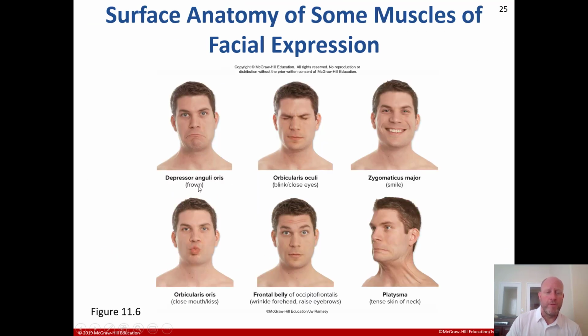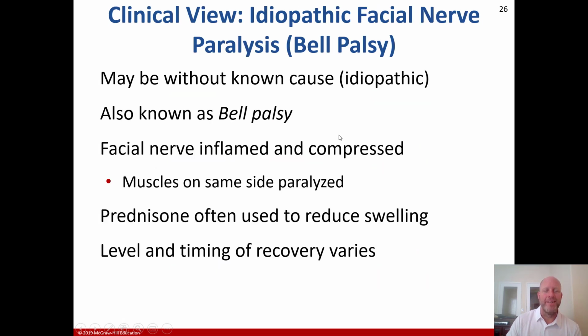So here we have showing your frown. That's your depressor anguli oris acting there, and orbicularis oculi blinks or closes your eyes. Your zygomaticus major helps you smile. Your orbicularis oris, like a closed mouth kiss. Your frontal belly of the occipitofrontalis helps you wrinkle that forehead and raise your eyebrows. And the platysma tenses the skin of your neck, for a wonderful look there.